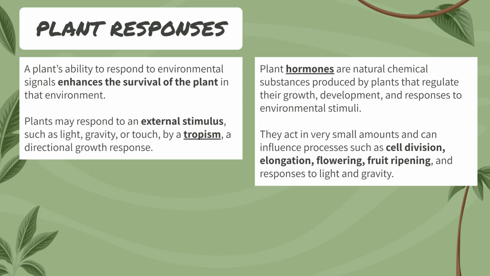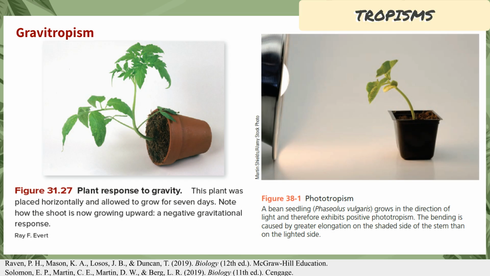One of the primary ways a plant responds to its environment is through a tropism, which is a growth response toward or away from a stimulus. These responses are regulated by plant hormones, natural chemical substances that act in very small amounts to influence cell division, elongation, and ripening. Plants sense gravity. Even if a plant is placed horizontally, the shoot will eventually grow upward, a process known as gravitropism. Phototropism is growth in the direction of light.